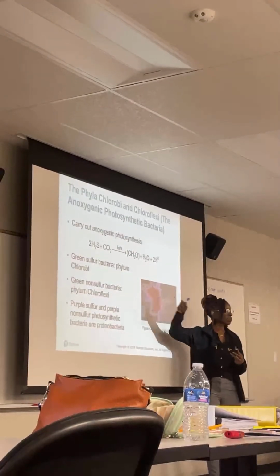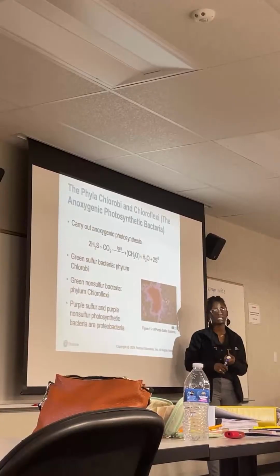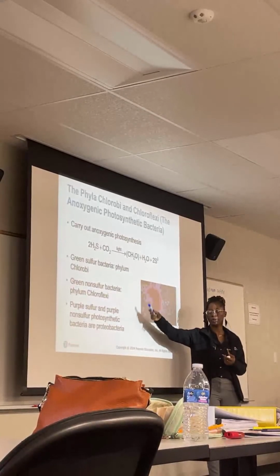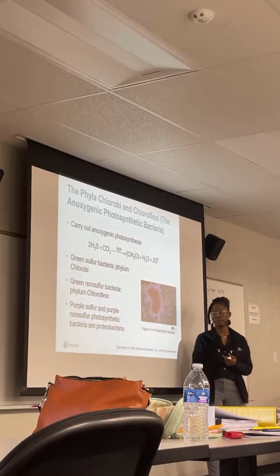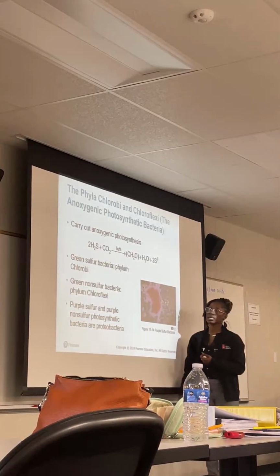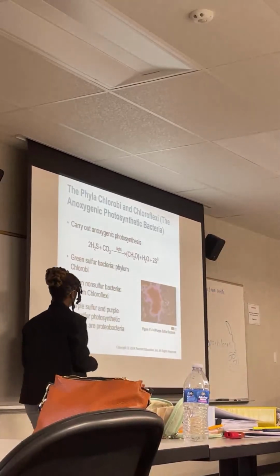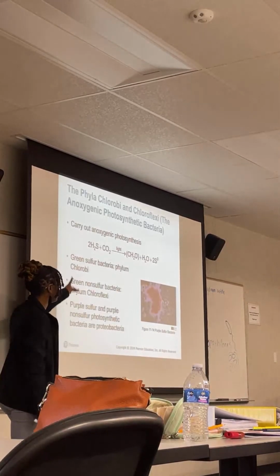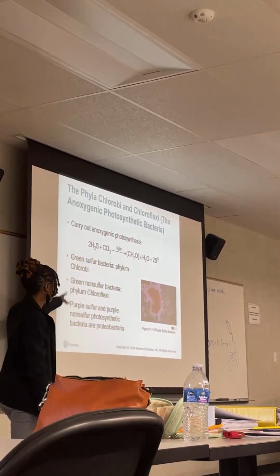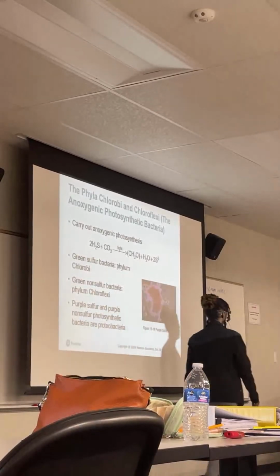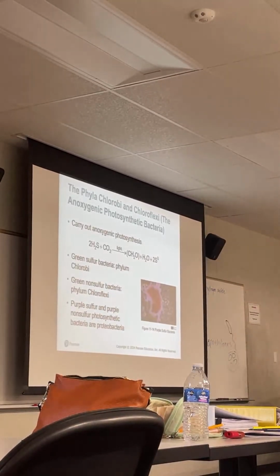Green sulfur bacteria. I want you guys to be able to differentiate between green sulfur bacteria, green non-sulfur bacteria, and then your purple sulfur and purple non-sulfur photosynthetic bacteria. All right? So when looking at this example, it's really just these guys right here. Green sulfur bacteria, the phylum Chlorobi, and then your green non-sulfur bacteria, Chloroflexi. Let's look at those guys on the next slide with a nice little table to differentiate between them.